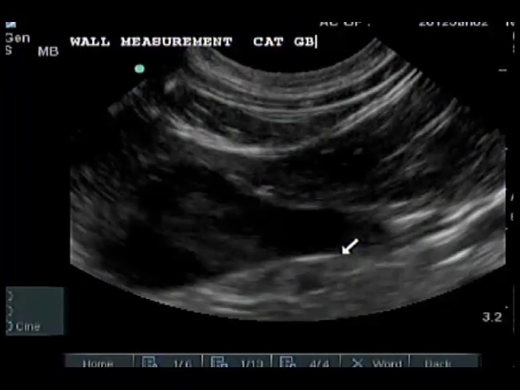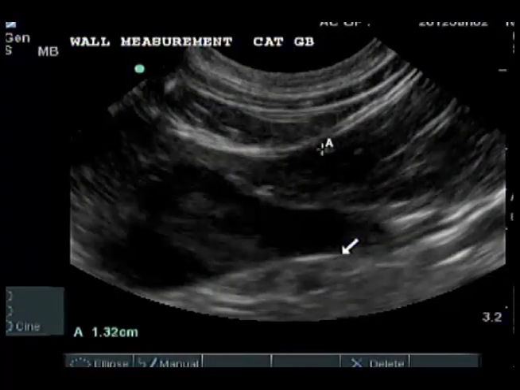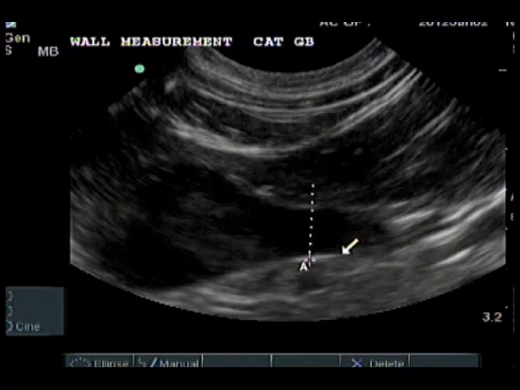The gallbladder wall is measured by placing one caliper on the outside of the gallbladder wall and another caliper on the inside of the gallbladder wall. In dogs and cats, the gallbladder wall should not be more than 2 millimeters thick. I do not routinely measure the gallbladder wall.